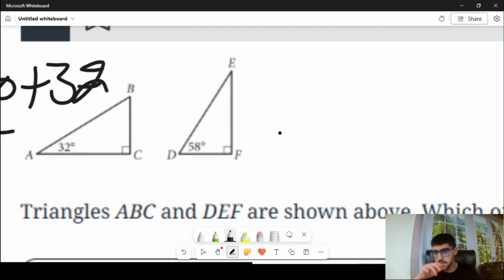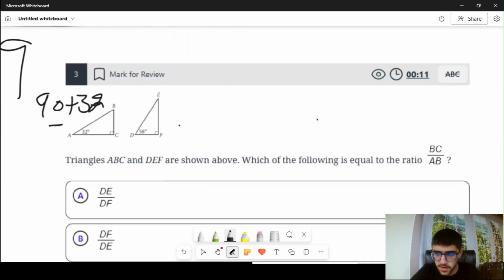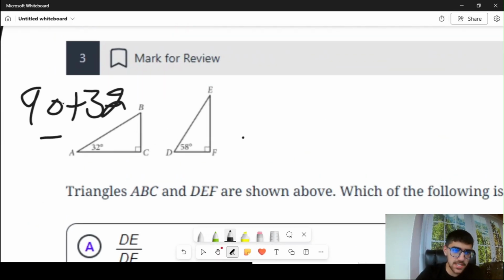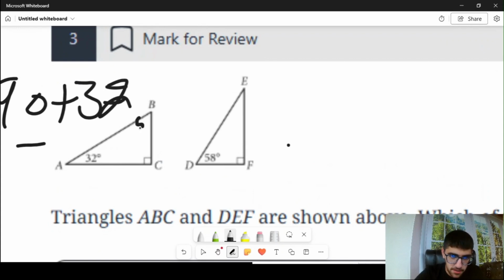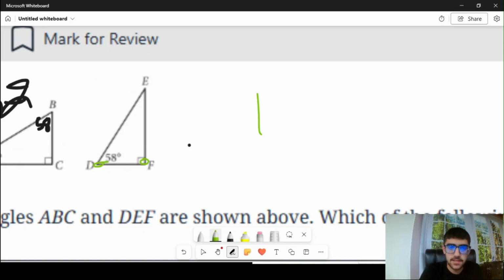So how can we look at this? This is how I would look at it. You could try to think about flipping it on its side or something, but that confused me, so I'm just going to say, okay, the top part is BC. So BC is between the 58 degree angle and the 90. This is BC. It's between the 58 degree angle and the 90 degree angle. So now look here. This is the 58 degree angle. This is the 90 degree angle. Right here. So then that would be DF.